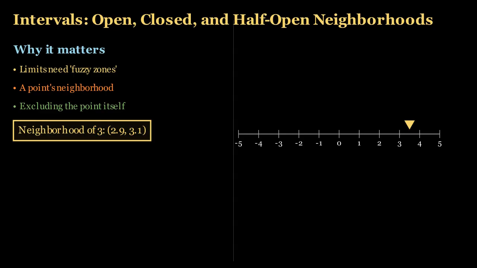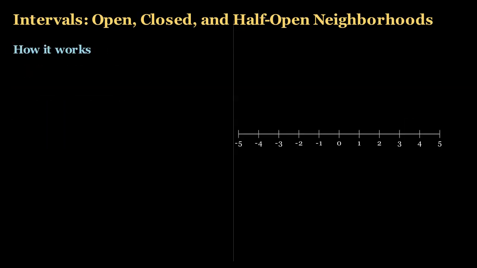Remember, the absolute value of x minus c is the distance from x to c. An open interval around C with radius r is all points whose distance to C is strictly less than r. That's the inequality absolute value of x minus C less than r. This gives us the interval from C minus r to C plus r, without the endpoints.